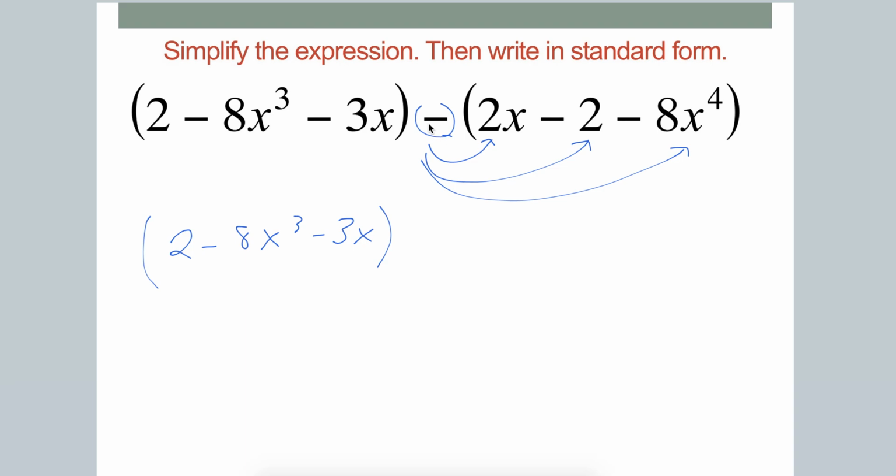And for the negative, we have to distribute. So we get negative 2x minus the negative 2 turns to plus 2, minus a negative 8x to the fourth turns to plus 8x to the fourth.